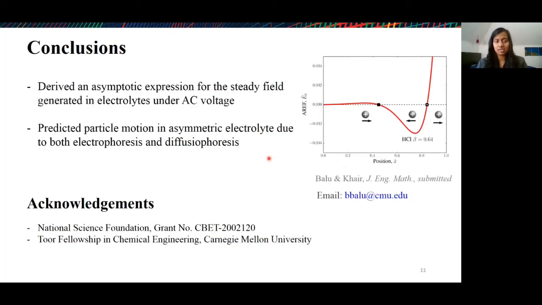With this, I'd like to conclude by saying that we derived an asymptotic expression for the steady electric field that is generated when electrolytes are subject to AC voltages. And using this, we predicted what the particle motion in these systems would look like under both an electric field as well as a concentration gradient.